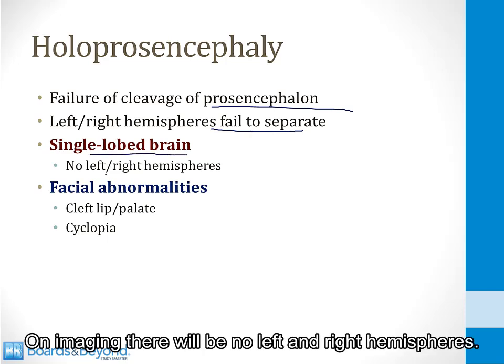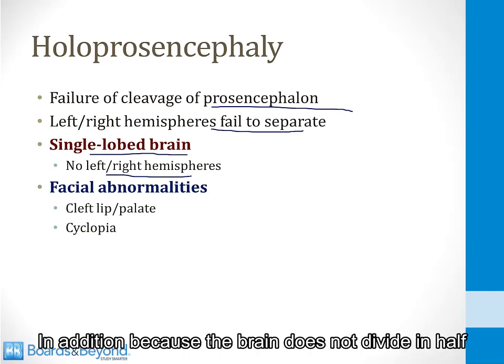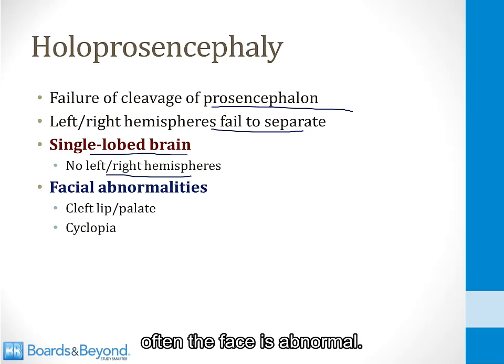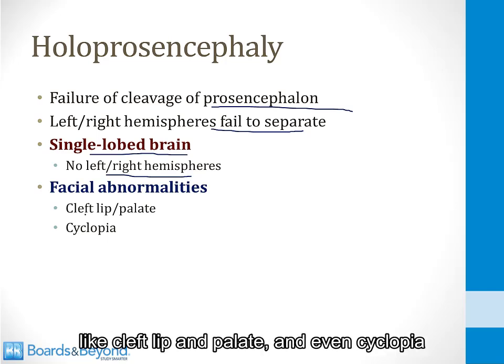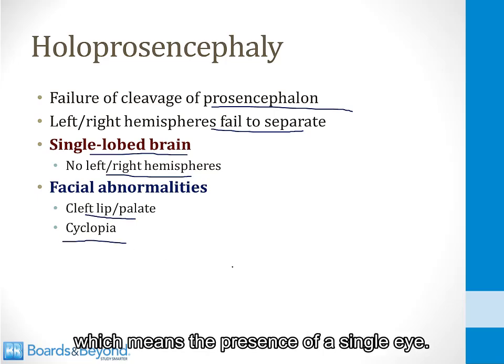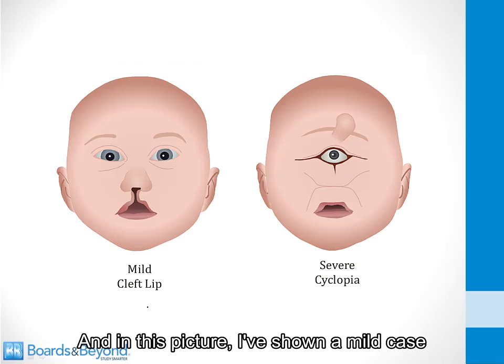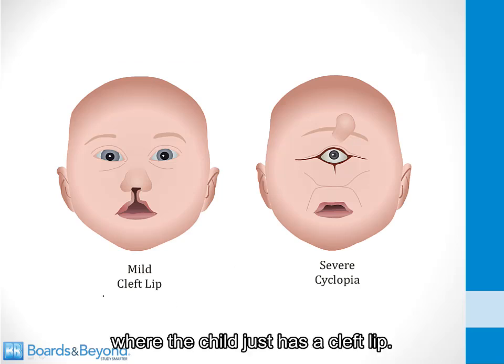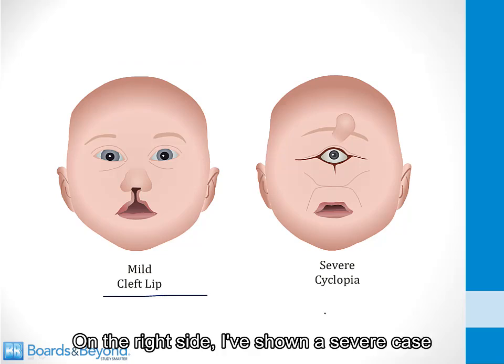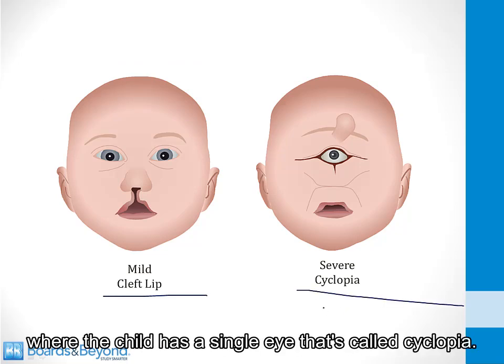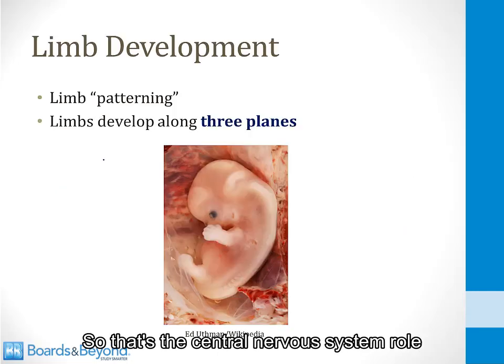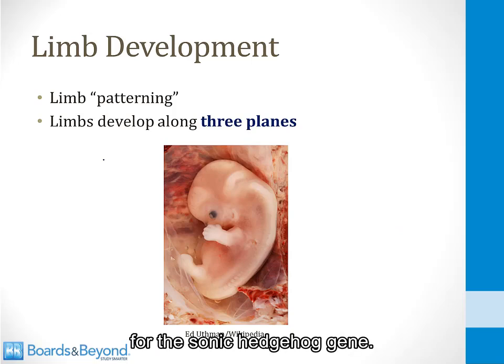On imaging, there will be no left and right hemispheres. In addition, because the brain does not divide in half, often the face is abnormal, so you can see facial abnormalities like cleft lip and palate, and even cyclopia, which means the presence of a single eye. And in this picture, I've shown a mild case of holoprosencephaly on the left, where the child just has a cleft lip. On the right side, I've shown a severe case where the child has a single eye. That's called cyclopia. So that's the central nervous system role for the Sonic Hedgehog gene.